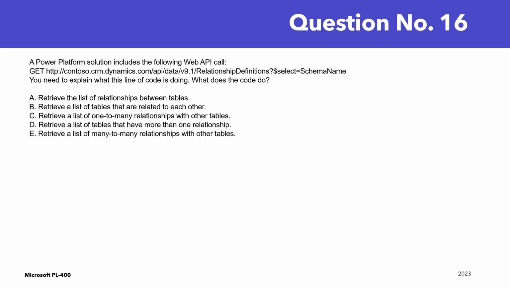A. Retrieve the list of relationships between tables. B. Retrieve a list of tables that are related to each other. C. Retrieve a list of one-to-many relationships with other tables. D. Retrieve a list of tables that have more than one relationship. E. Retrieve a list of many-to-many relationships with other tables. Correct answer, A.